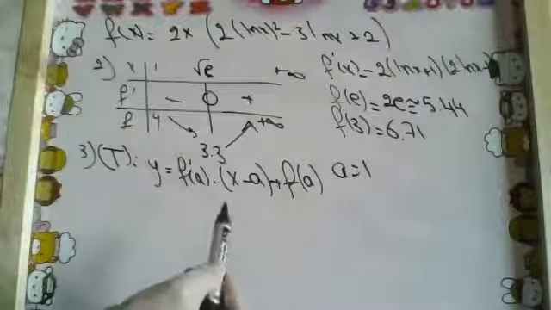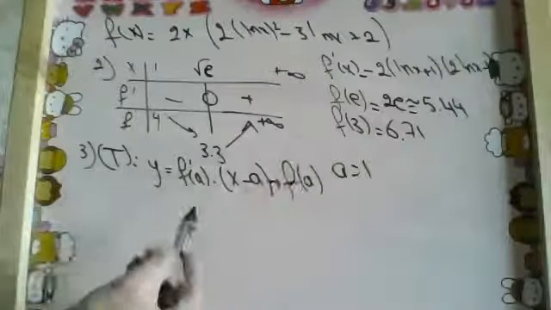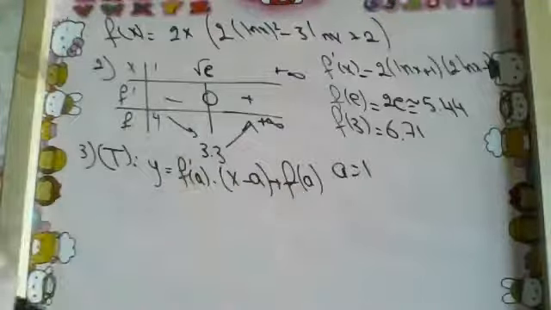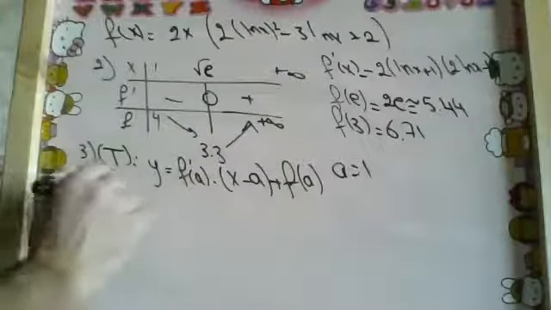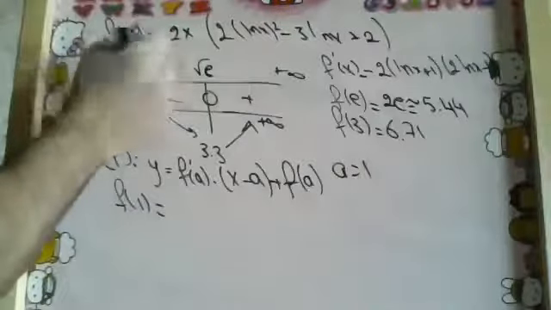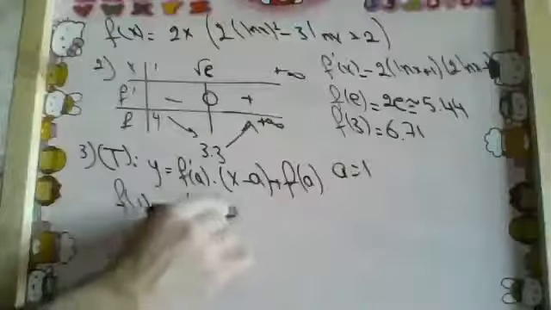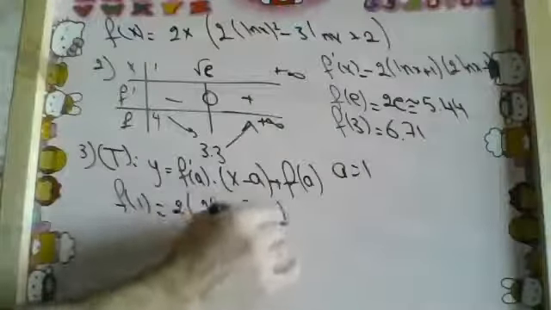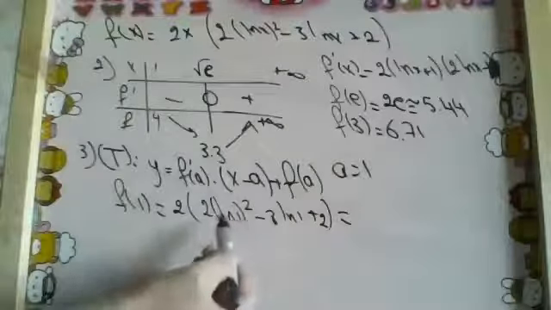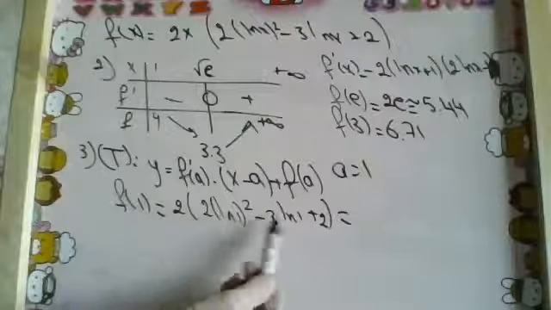Given abscissa equal to 1, so a is equal to 1. So what you have to find here is f of 1 and f prime of 1. For f of 1, you replace x by 1 here. So it's 2 times 1, which is 2 times 2 ln 1 squared minus 3 ln 1 plus 2. If you forgot that ln 1 equals 0, you can use the calculator.